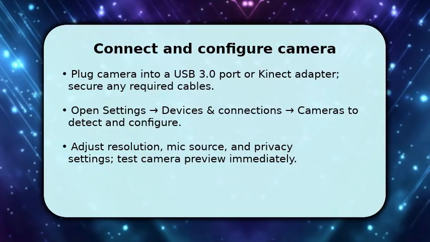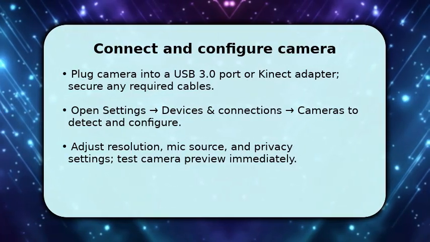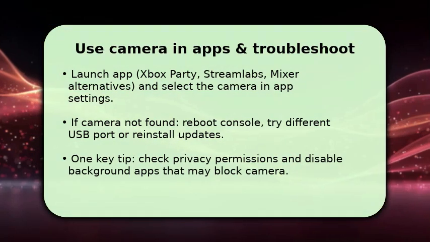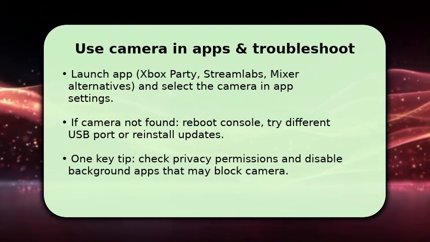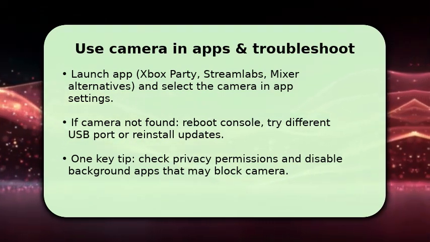Finally, use the camera inside your chosen app and finalize settings. Open Xbox Party, streaming software, or a compatible app, then select your camera and mic in the app settings. Make framing and audio tweaks.